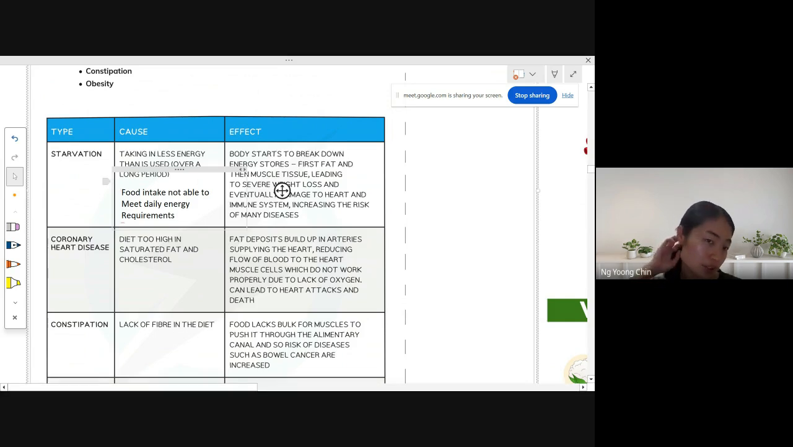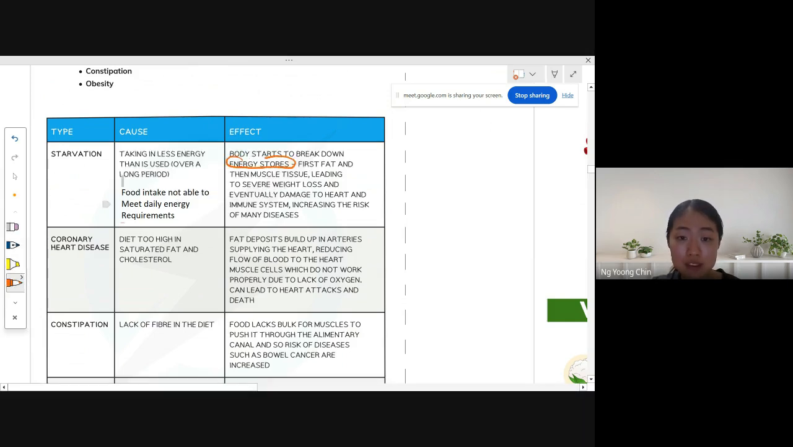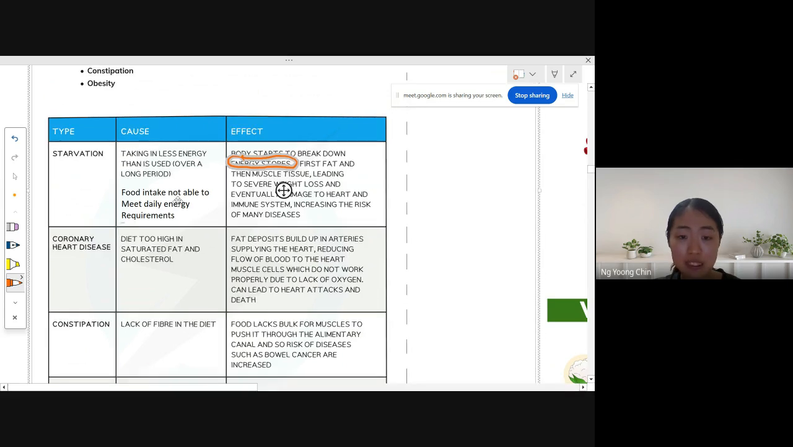So what happens if we have starvation? The effect will be that the body starts to break down its energy stores. What kind of energy stores? Generally, it will be the carbohydrates, and then fat. Then it will lead to severe weight loss and damage to the heart and the immune system.